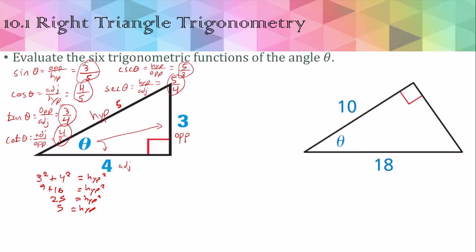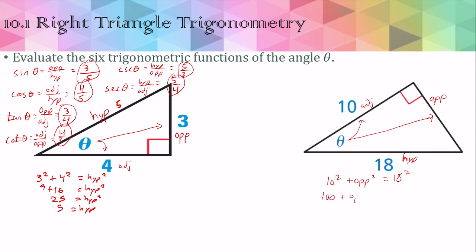Let's try another one. Looks like, again, we have to find the other side. All right, so what side is that? That is the opposite side. So I could say 10 squared plus the opposite squared equals 18 squared, because 18 is the hypotenuse. 10 is the adjacent. It's touching the angle.